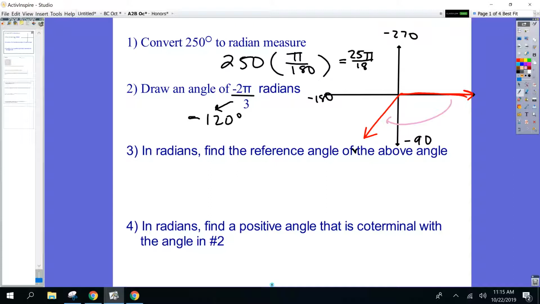Okay, what's the reference angle for this angle? Again, the first part is knowing where it is on your diagram. How's the reference angle formed? Terminal side and x-axis. So it forms what type of angle? Acute. So I'm looking for this angle right there. Always positive. I don't care if I started out with a negative degree measure, it's always positive.